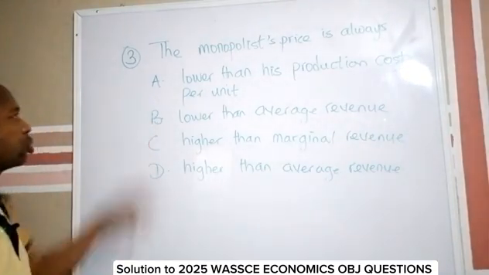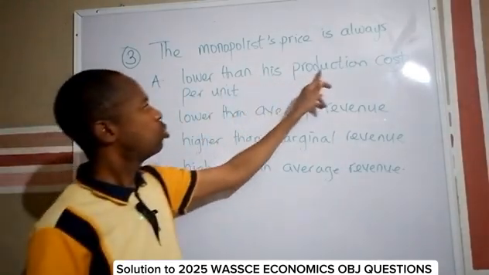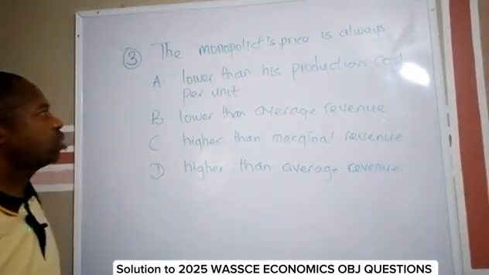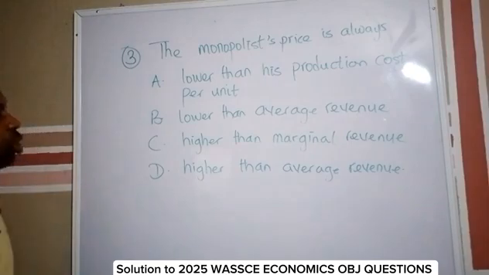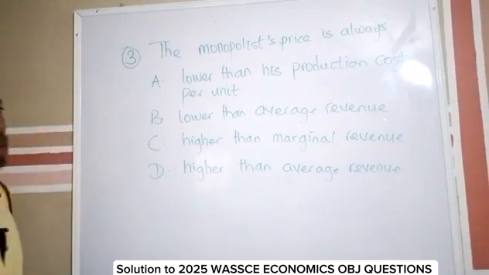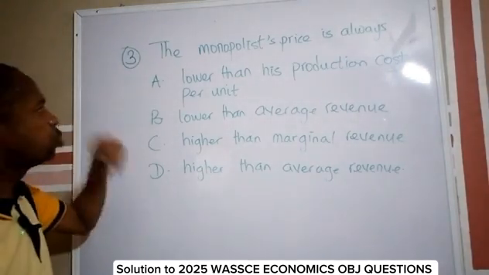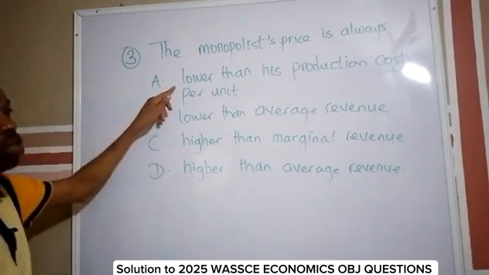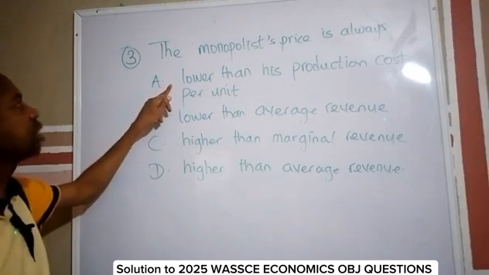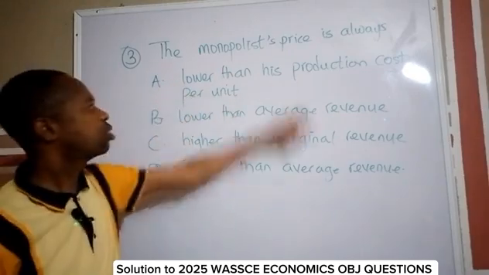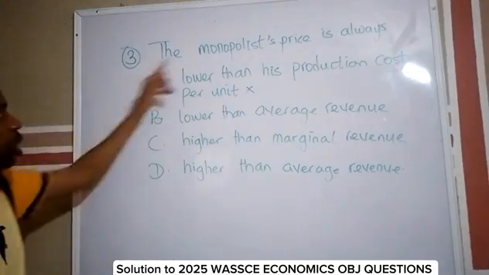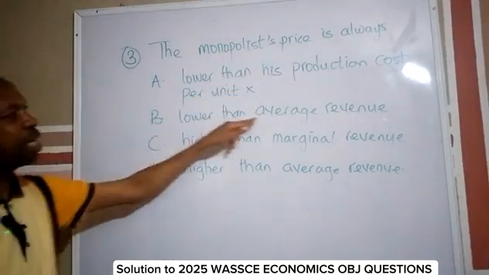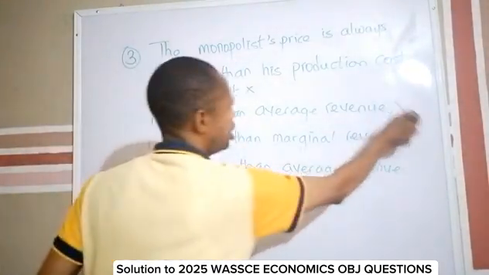Now let's try to analyze the options. The first option says lower than its production cost per unit. That can never be the answer because a monopolist cannot make profits when its production cost is higher. And so a monopolist price will usually not adhere to option A, which says that the monopolist price is always lower than its production cost. No, it's not going to be like that. So this cannot be the answer. B, the monopolist price is always lower than average revenue. No, that cannot be the answer.